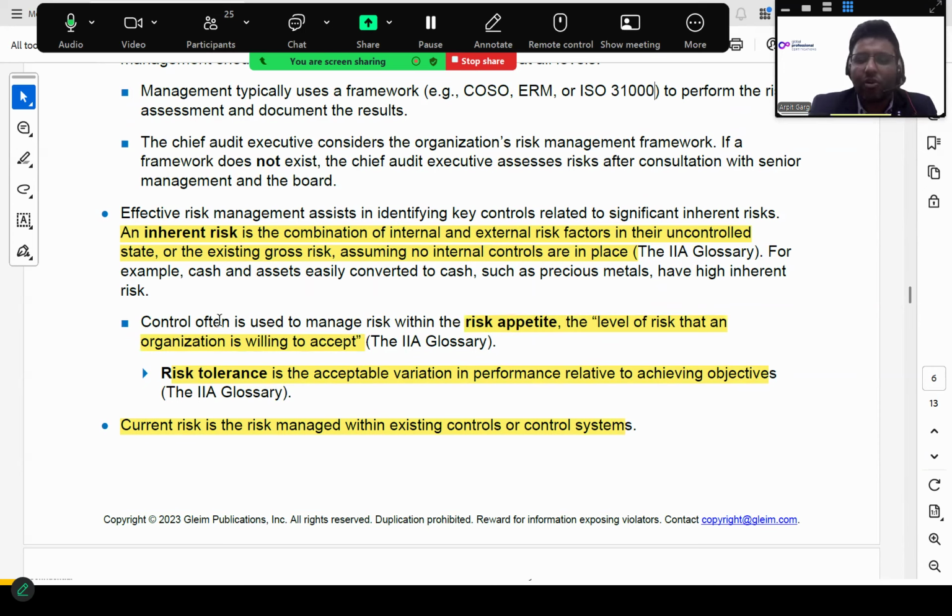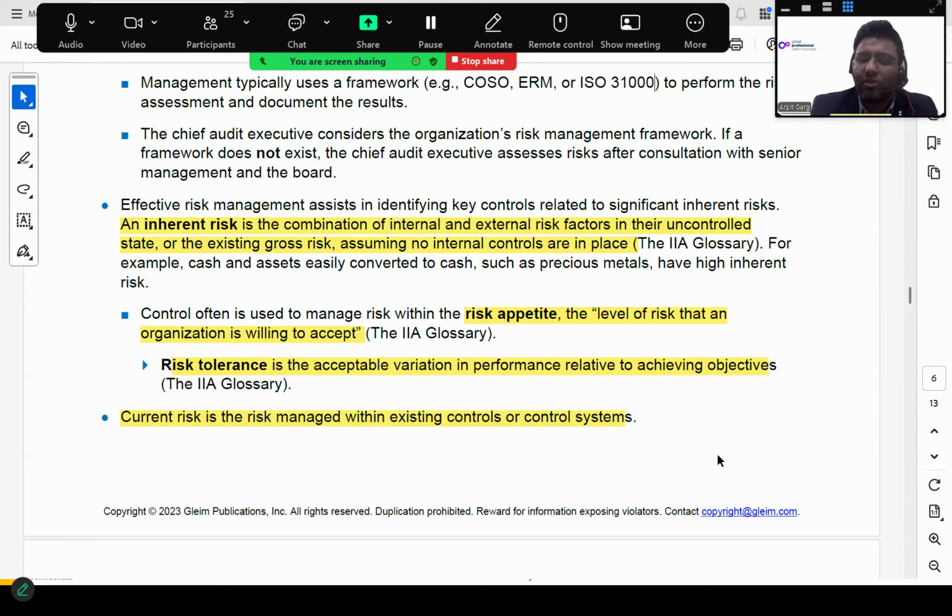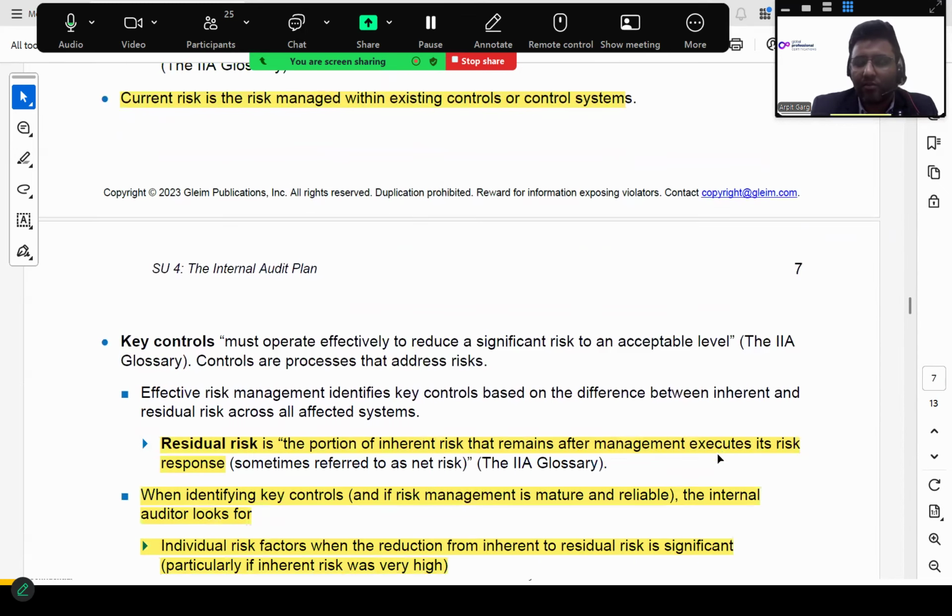Control often is used to manage risk so that the risk is within the risk appetite. What is risk appetite, people? The level of risk that an organization is willing to accept. What is risk tolerance? Risk tolerance is the acceptable variation in performance relative to achieving objectives. Current risk is the risk managed within existing controls or control systems, so current risk, or you can say net risk.